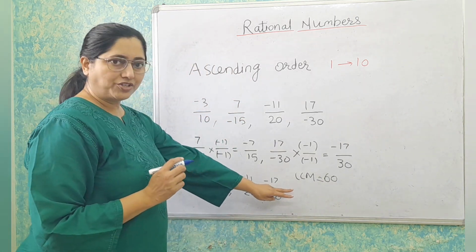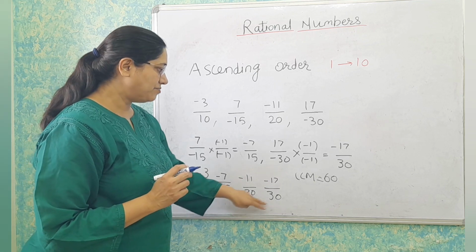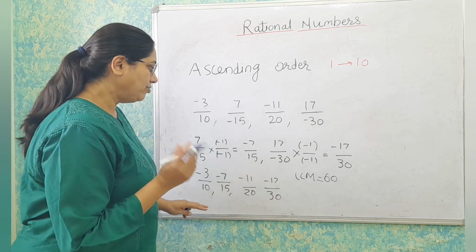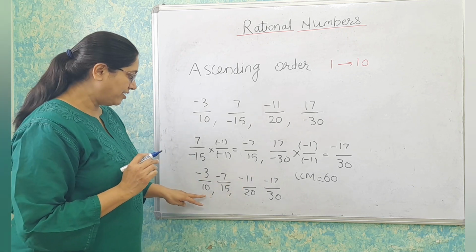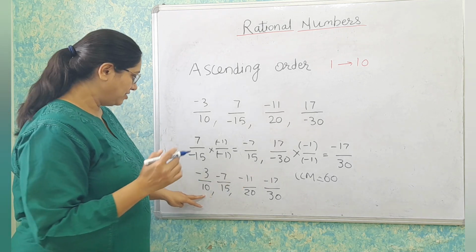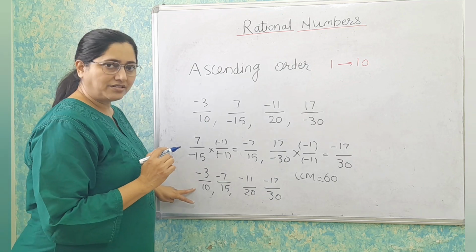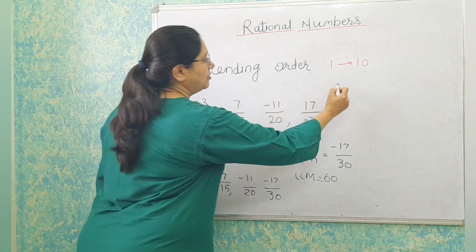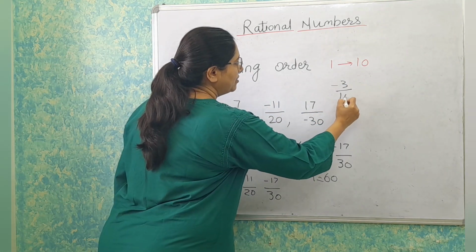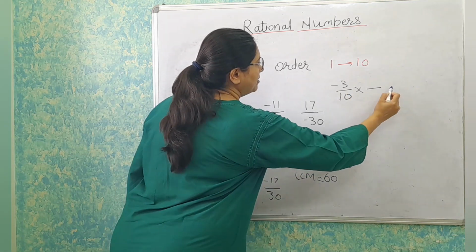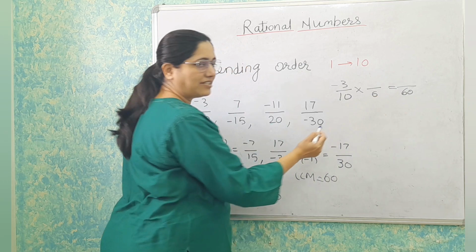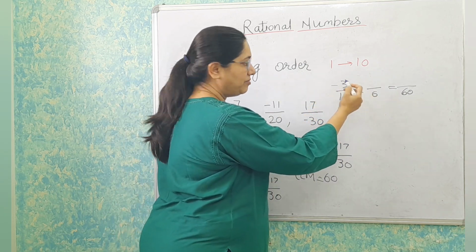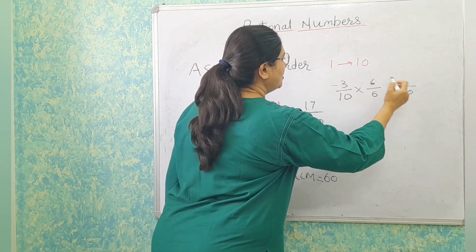Now I have to make sure that all the denominators become 60. And you know that if I have to change this 10 into 60, I have to multiply 10 with 6. So first I will change this rational number, minus 3 upon 10, multiplied by a number so that it will become 60. 10 sixes are 60, so I have to multiply minus 3 with 6.